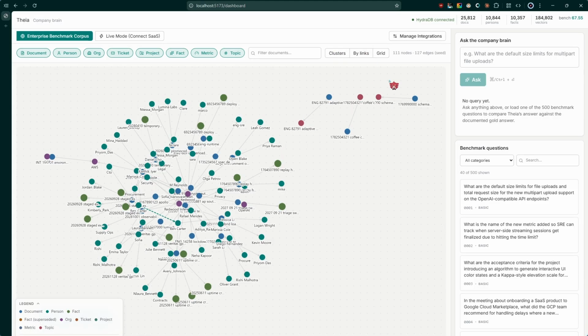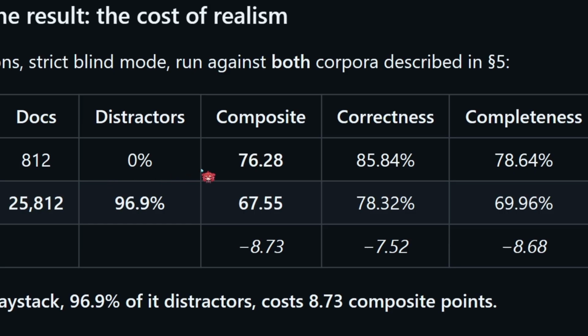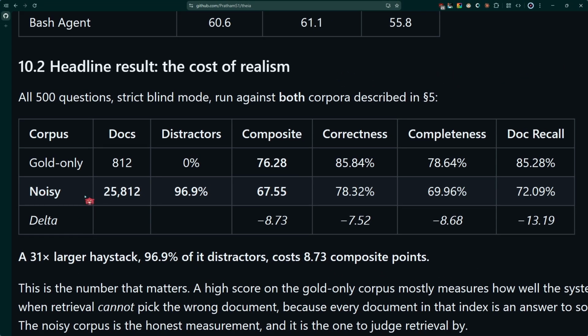One thing right on top of my mind which I'll just show you is that we have a composite benchmark, and that is around 76.28 if we include code only, and if we include all that noise as well, we have around 67.55. But what do these numbers actually mean?